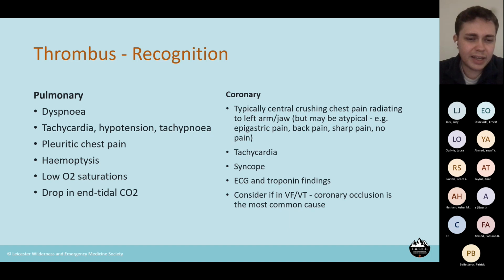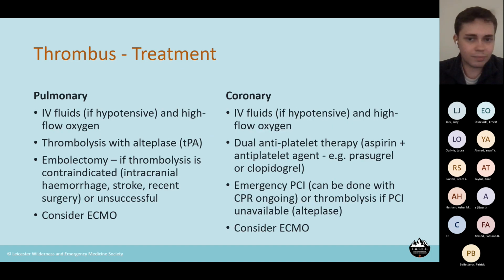And essentially anyone who's in VF or VT in cardiac arrest, you want to think about coronary occlusion, because coronary occlusion is the most common cause of those rhythms. So with CPR ongoing, if you're equipped with a cath lab nearby, then you can actually do angiography while CPR is ongoing, and essentially do PCI there and then during resuscitation. So the treatment for thrombosis effectively for both is just restoring blood flow to the affected area.